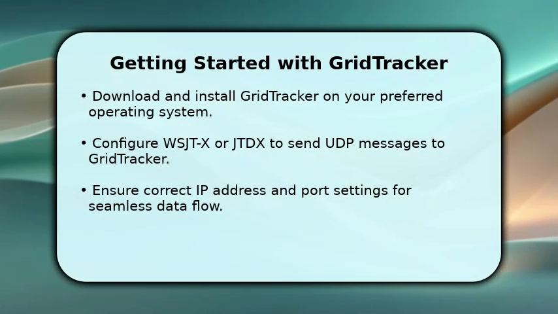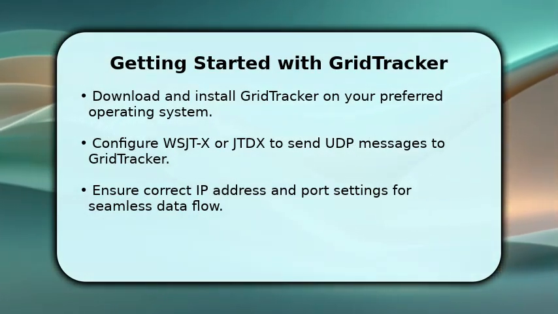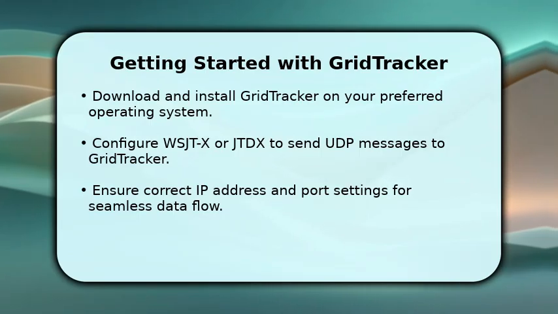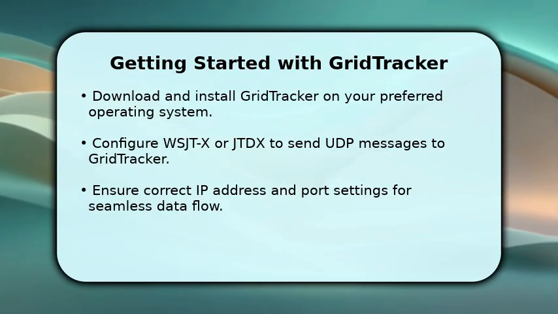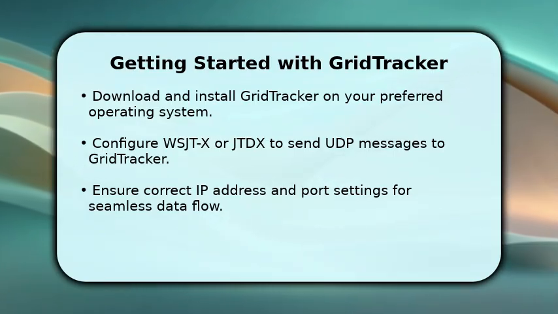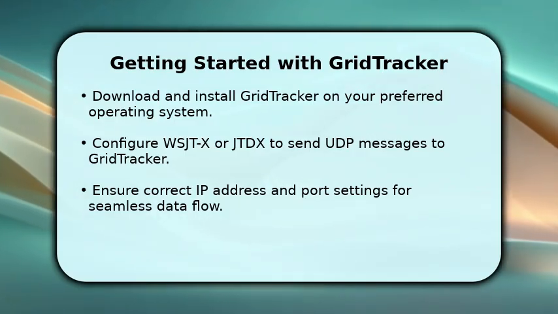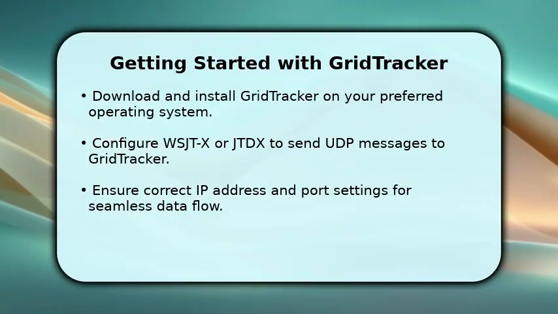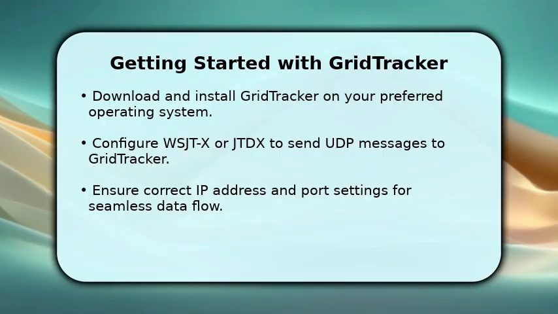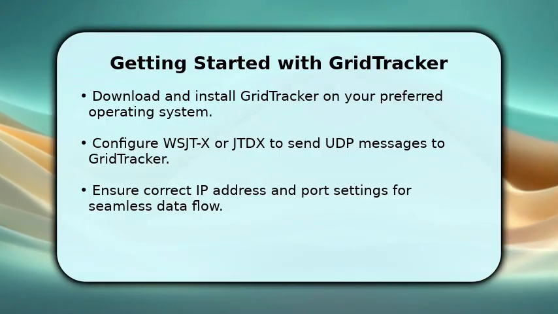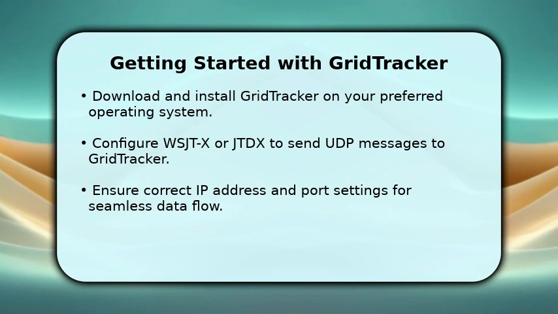To begin, download and install Grid Tracker on your computer. The next crucial step is configuring your digital mode software, such as WSJTX or JTDX, to communicate with Grid Tracker. You'll need to set up the UDP messaging, typically using an IP address like 127.0.0.1 and specific port numbers, for example, 2237 or 2333. This ensures that Grid Tracker receives all the live decode information, allowing it to display your contacts accurately.